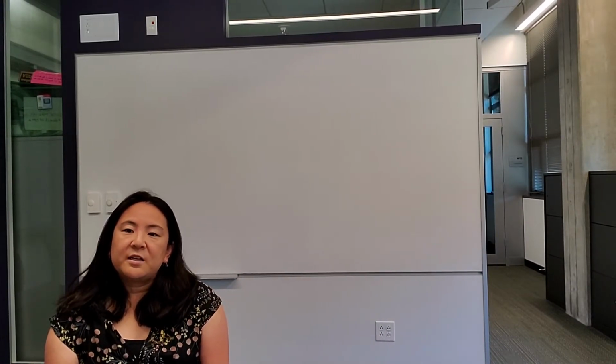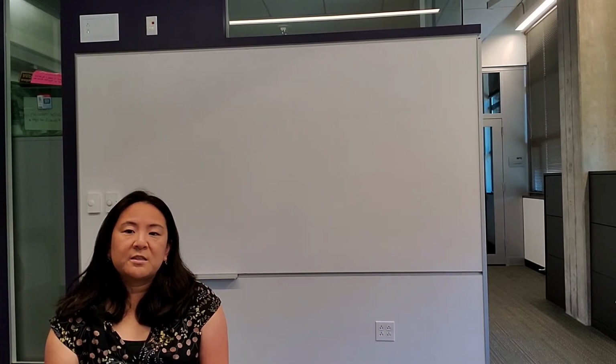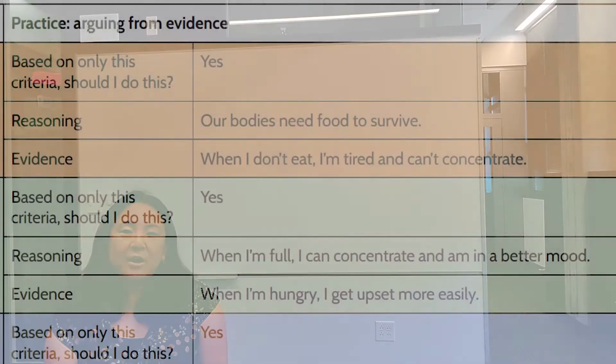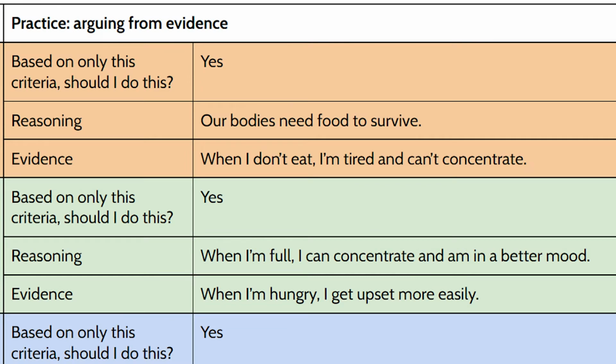You might say that you need to go to the grocery store to buy food because you need food to survive. Your evidence for that is that when you don't eat, you are tired and you can't concentrate. So based on the criteria of physical needs, you decide that you should go to the grocery store.